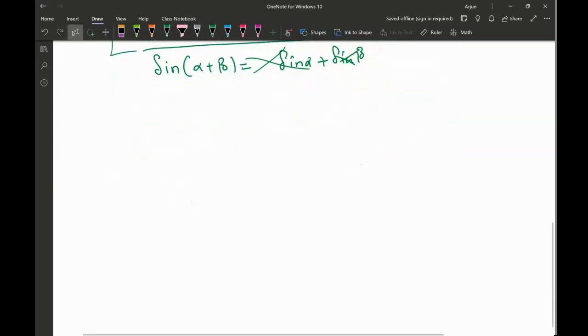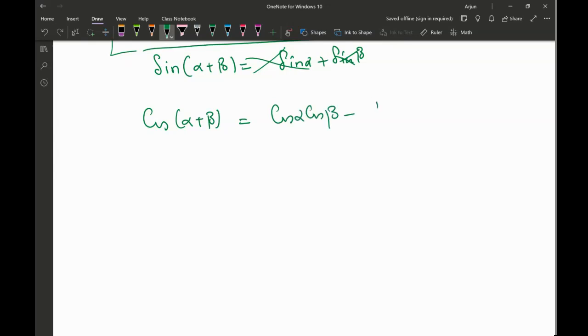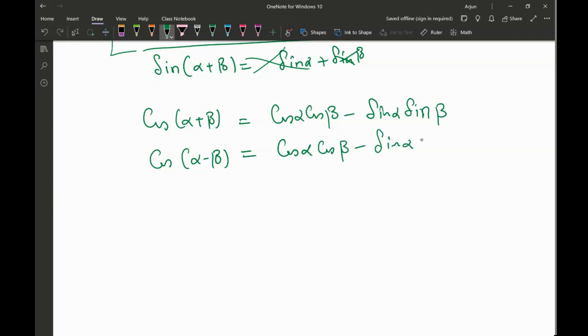All right. Now the next one is cos alpha plus beta is equal to cos alpha cos beta minus sine alpha sine beta. Now cos alpha minus beta is equal to cos alpha cos beta plus sine alpha sine beta. That's another formula. Actually this should be plus here.